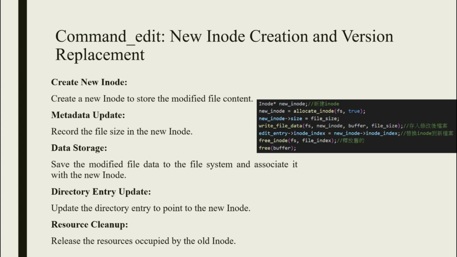And store the modified file data in the file system and associate it with the new inode, and update the directory entry to point to the newly created inode, achieving version replacement of the file content. And clean up resources occupied by the old inode, and release memory resources.